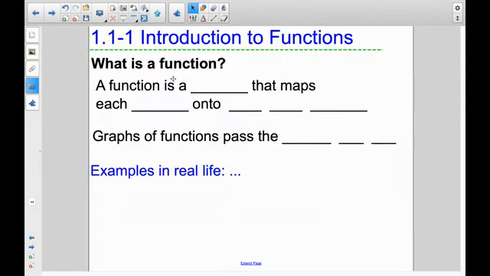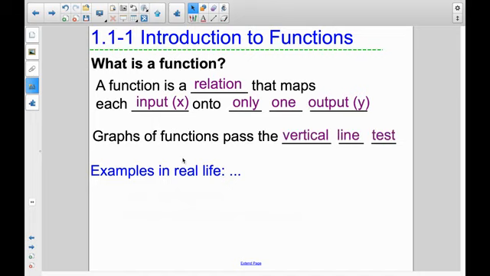So what is a function? A function is a relation that maps each input value, often shown by the letter x, onto only one output. It's very important that each x maps onto only, and only is a key word there, one output value y. Graphs of a function will pass the vertical line test.